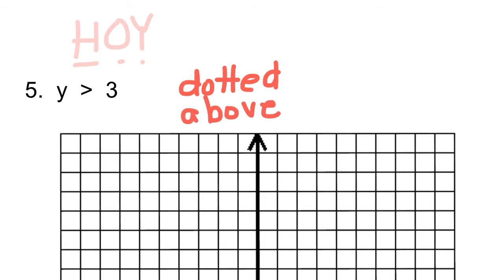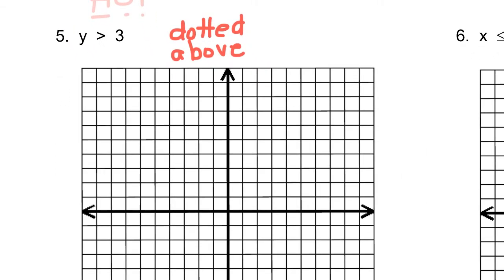So let's graph the line y equals 3. But this time when we graph it, be sure to use only dashed lines, since it's greater than, but not greater than or equal to. The solutions are going to be above that line, so let's shade above the line. Every point that is above this line is a solution to this inequality.